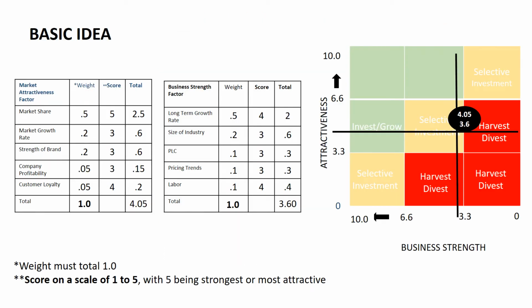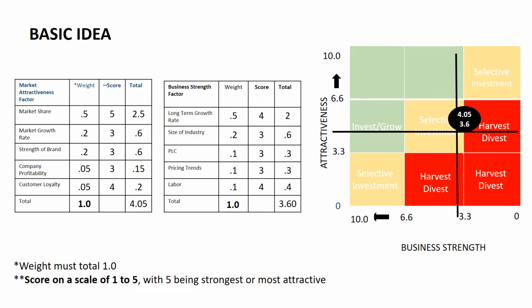How the scoring works is that a weight is given to each factor in both of the variables, attractiveness and business strength. The weighting cannot total more than 1, and the scoring is done on a scale of 1 to 5, with 5 being the strongest or most attractive. As you can see in the table, the weight is then multiplied by the score for a total number on each row. Then all of the factor totals are summed for the final score.